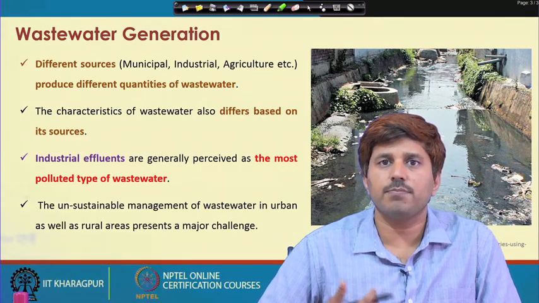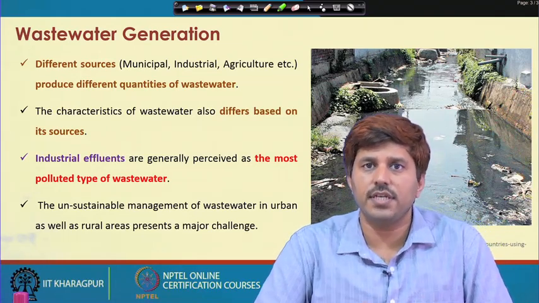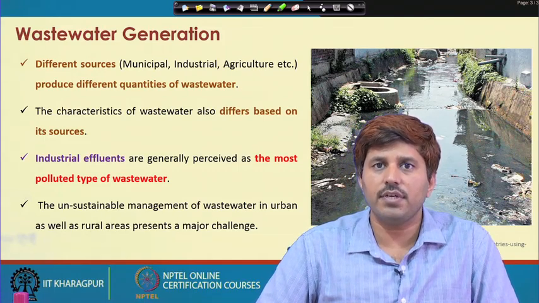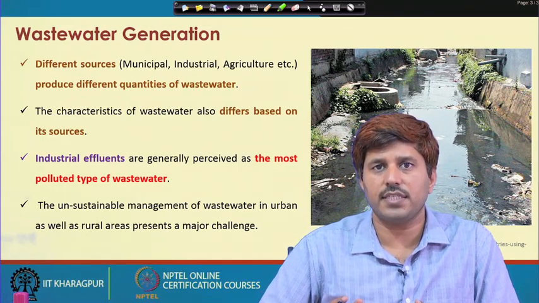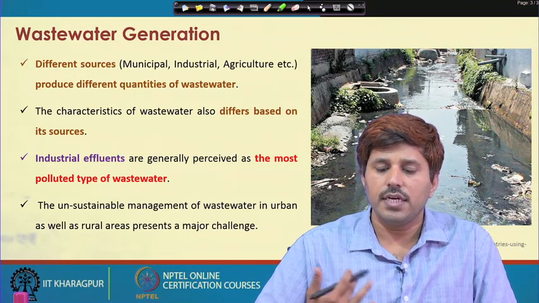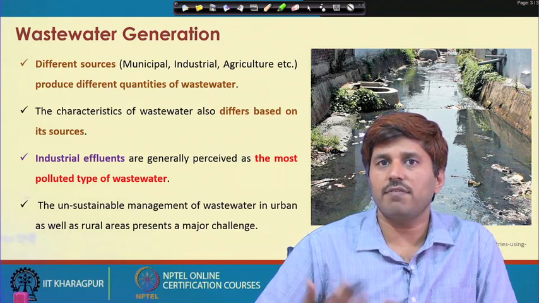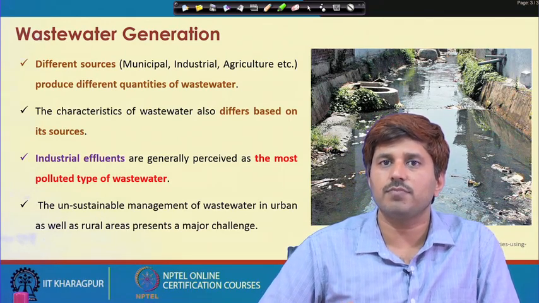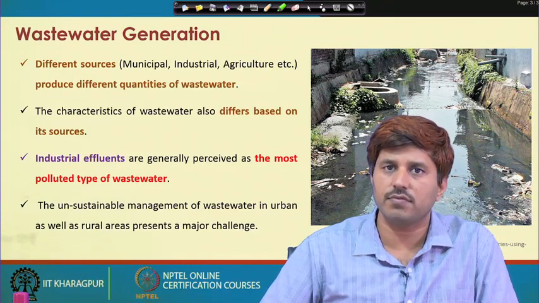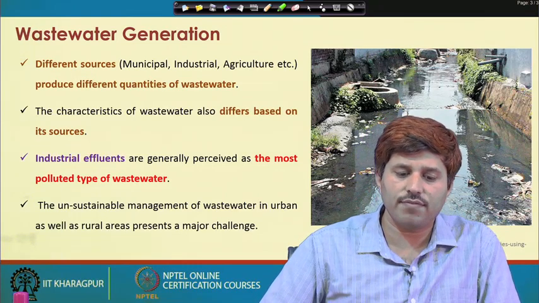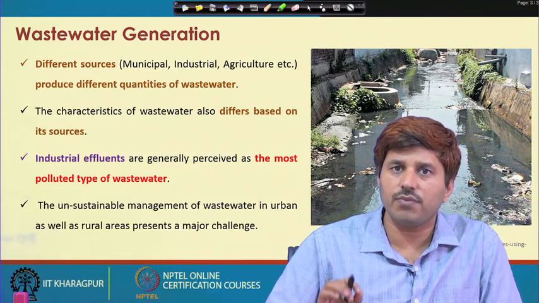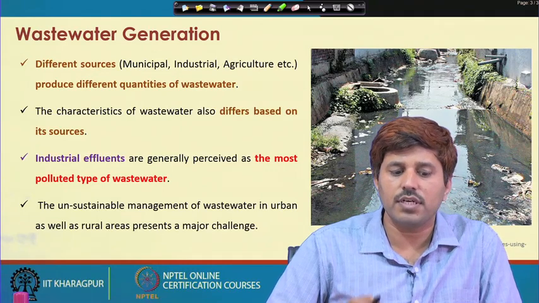The characteristic of this wastewater also differs based on its source. The characteristic of municipal sewage is different from that of industrial effluent. Again, industrial effluent does not have a fixed set of characteristics; it depends on what kind of industry we are dealing with. A tannery will have a different wastewater characteristic. If it is a distillery, it will have a different characteristic. For the pharmaceutical industry, the wastewater characteristics are different. So, the quality as well as quantity of wastewater will vary based on its source.